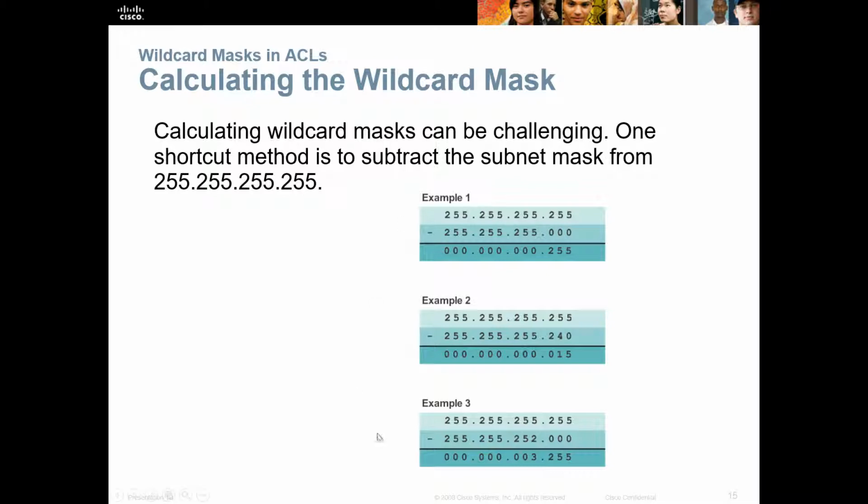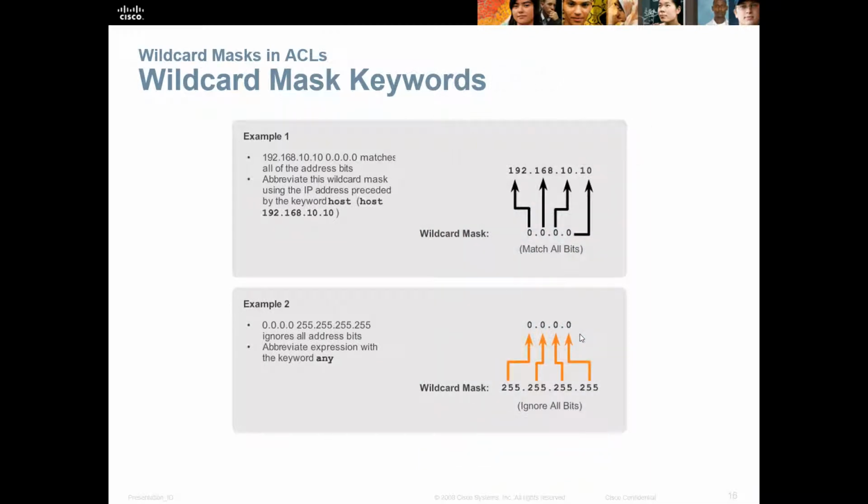Same can be applied here: 255.255.255.240. You write all of that out in binary, take the ones and change them to zeros, take the zeros and convert them to ones, and you have the wildcard mask. So wildcard mask keywords: if we want to match all bits, then they will be zeros. If we want to match any address, it will be all 255s.